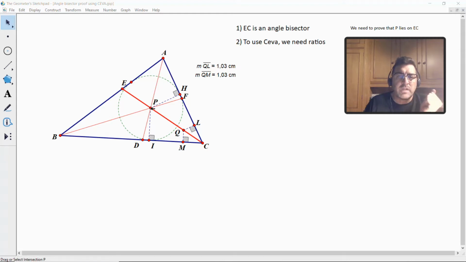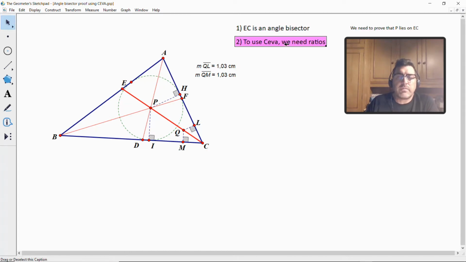We're happy with that. We now have to show that EC, which is an angle bisector, contains the point P. Okay, so in other words, that P also lies on EC, and with that we can argue that the three angle bisectors are concurrent.